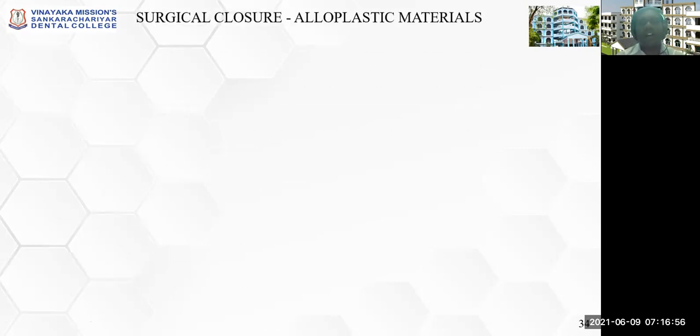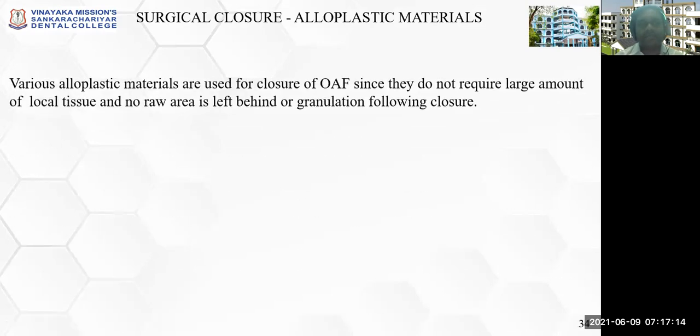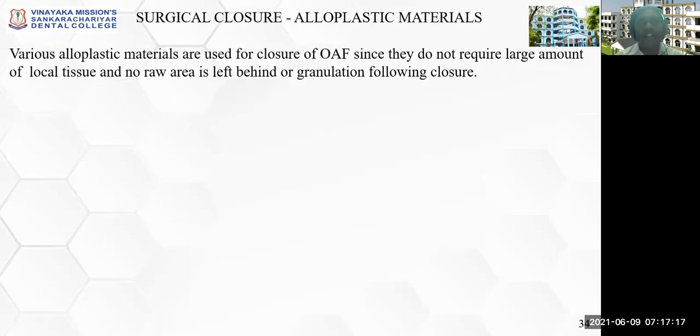Now we have seen soft tissue procedures, buccal flap, palatal flap, combination procedures, and closure with buccal pad of fat, and with autogenous bone, all these procedures we have seen. Now we are seeing the alloplastic material. You will use that when they do not require a large amount of local tissue and no raw area is left behind or gland lesion following closure. When these indications are there, you can go for alloplastic materials, and a lot of alloplastic materials are there.